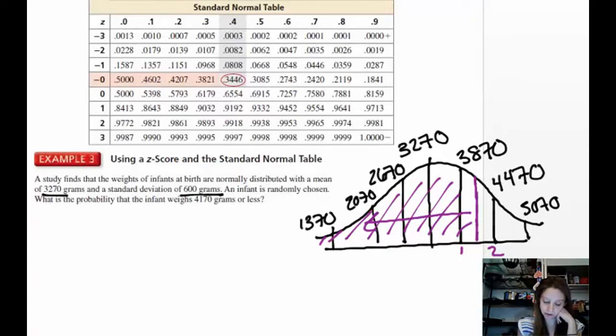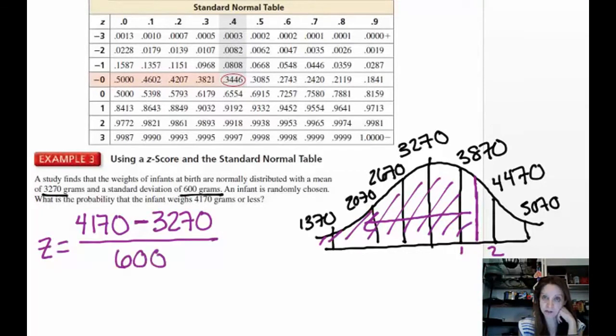So let me get this z-score. So the z-score is going to be the x value I'm investigating, which is 4,170, minus the mean score, which is 3,270, all divided by the standard deviation. So this is the formula. When I simplify, I get 1.5, which is reasonable given the graph I sketched. So it was somewhere between 1 and 2 standard deviations. It makes sense that the z-score is 1.5.